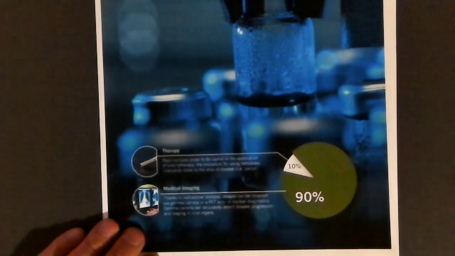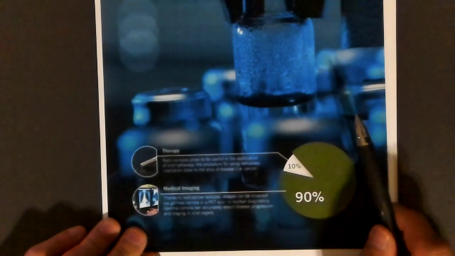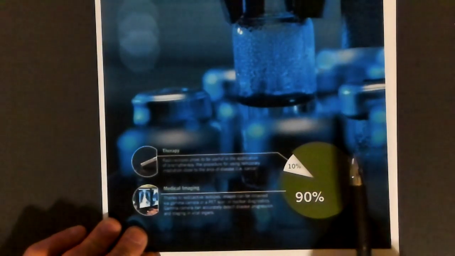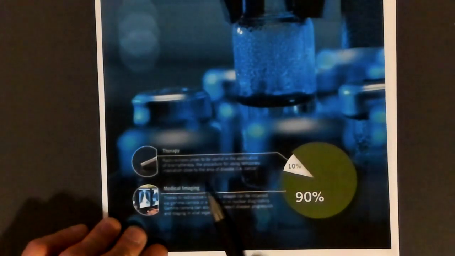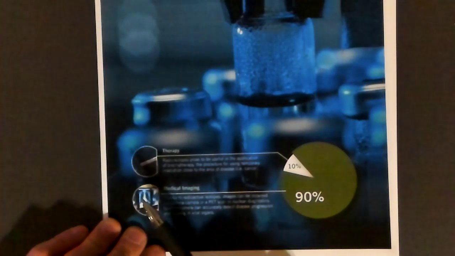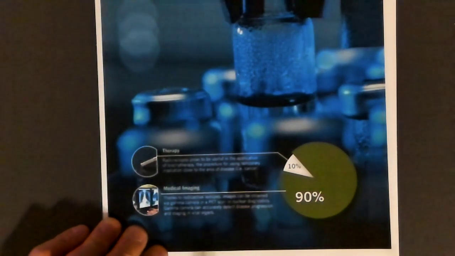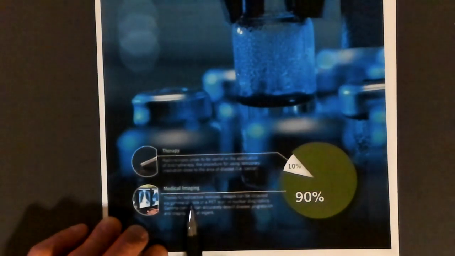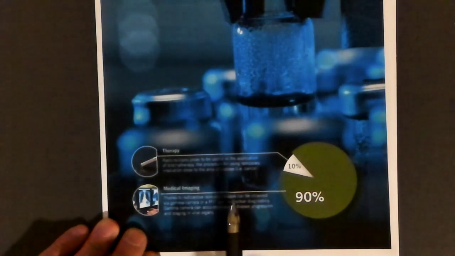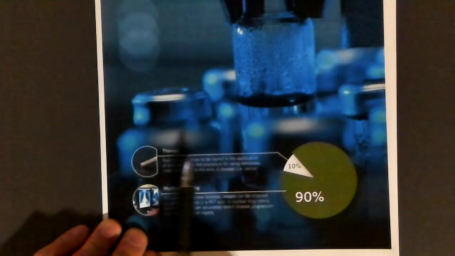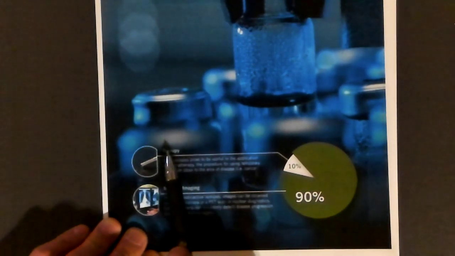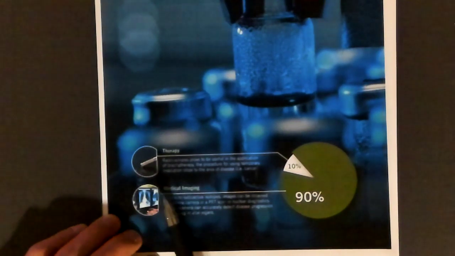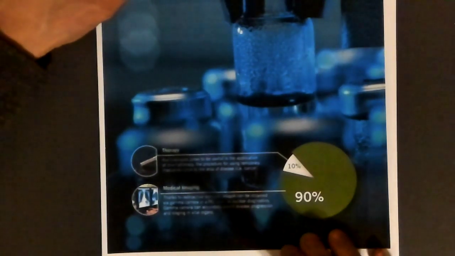Here we see a pie chart showing the various uses of medical isotopes. About 99% could be characterized as medical imaging. We'll talk about the various things like gamma ray emissions or PET scans. Then 10% is used for actual therapy. We'll talk about internal radiation therapy, things like that.